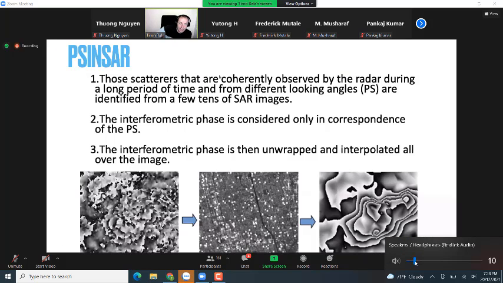Okay, so we're looking at those PS points, points that we can observe over long periods of time that stay coherent. And we are only looking at the phases for these points, and then we can interpolate these phases and unwrap them all over the image. But the trick is to only look at these PS points.